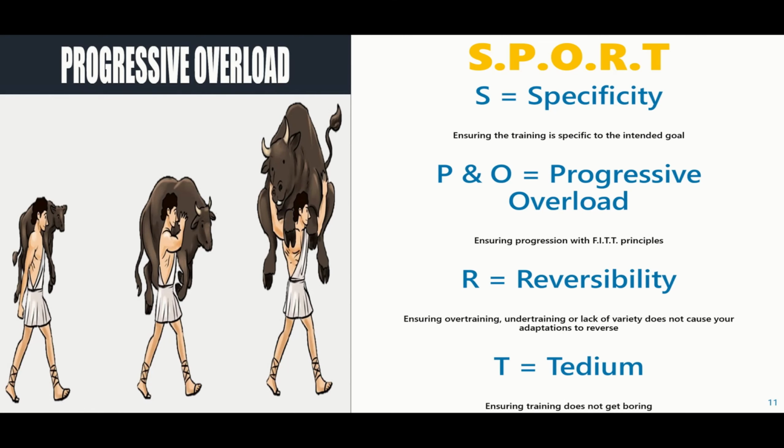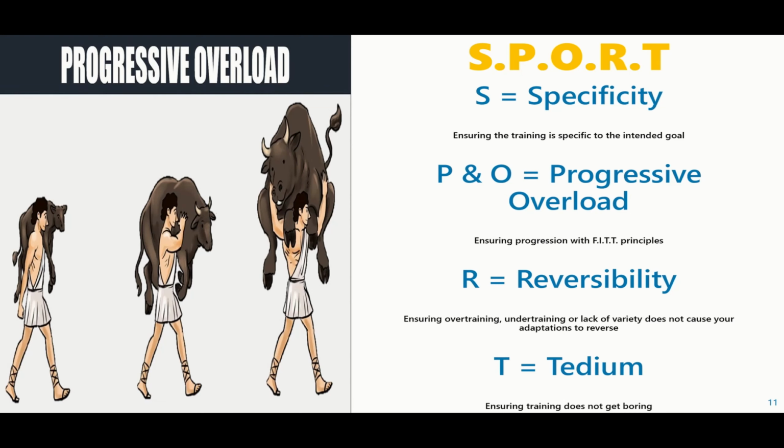So combined here, we're talking about progressive overload. And this is essentially just ensuring progression with the application of our training principles. So if we look at the F.I.T.T principle, where we're looking at frequency, intensity, time, and type of training, over a periodized program of years, months, weeks, whatever it may be, what we want to be trying to do is over time increase our fitness by manipulating those FIT principles.